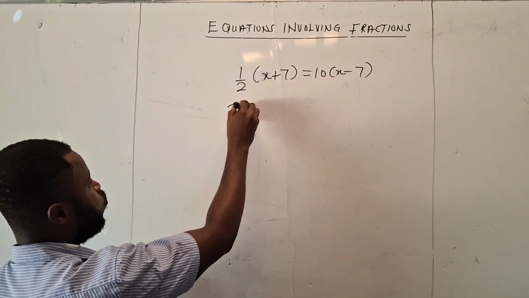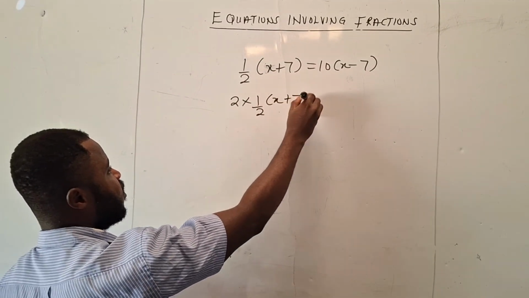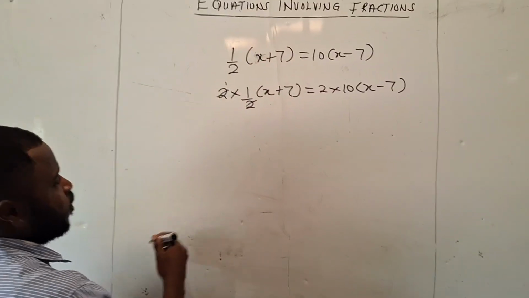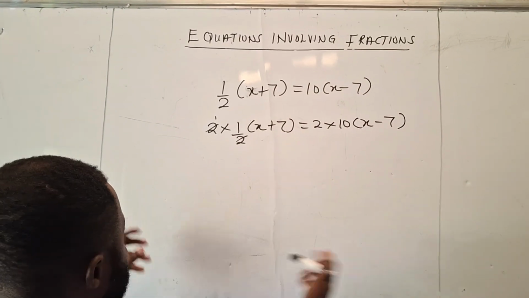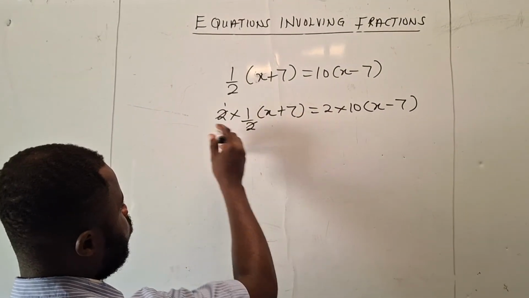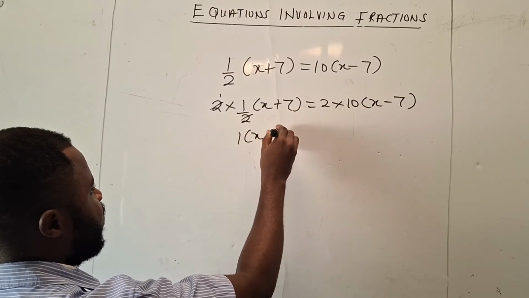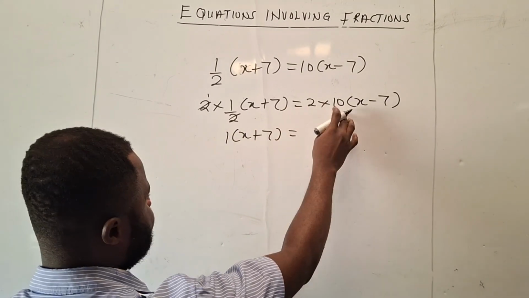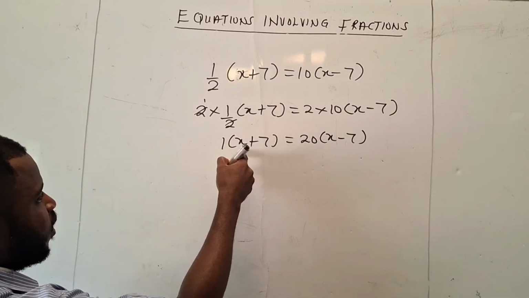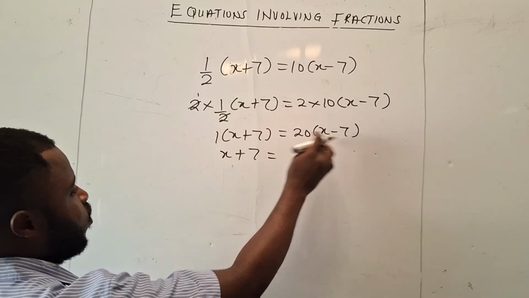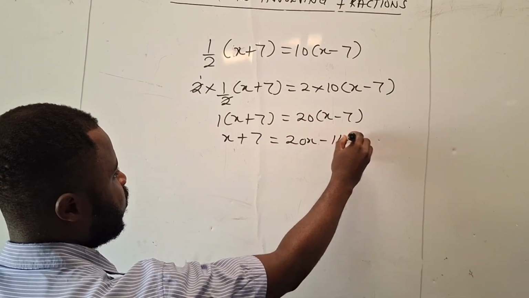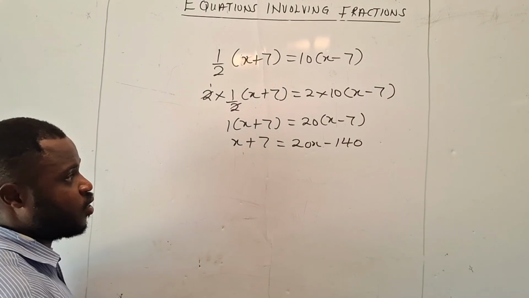So we multiply here 2 by 1 on 2, x plus 7 is equal to 2 times 10, bracket open x minus 7. 1 times the LCM being the 2, so we multiply 2, so 2 divide 2, 1, 1, so here we'll be left with 1. Then we have x plus 7. Now what do you have here? 2 times 10 is 20, then we have x minus 7. So 1 times x will give us x, 1 times 7 is 7, 20 times this one will give you 20x, minus 20 times 7 will give us minus 140.